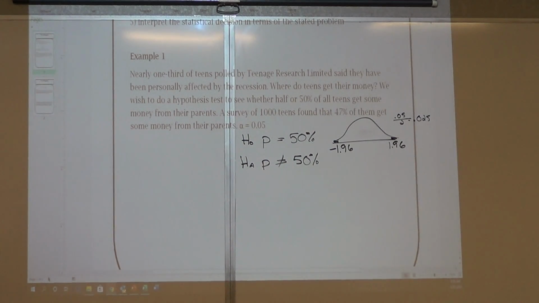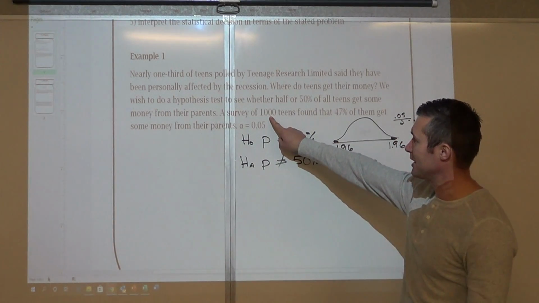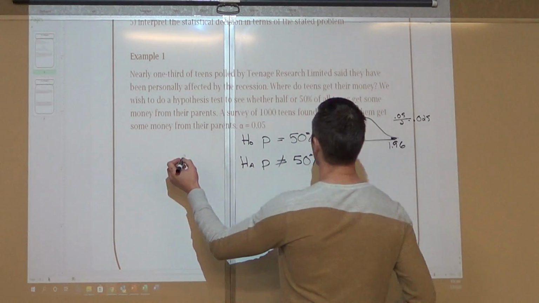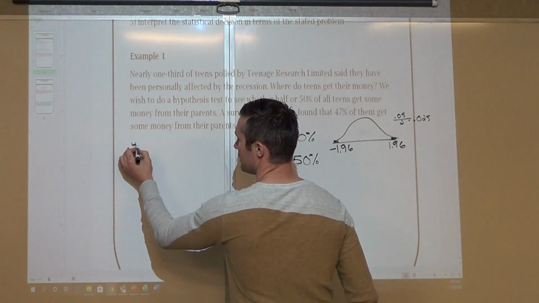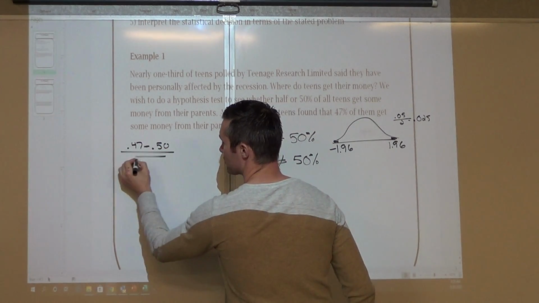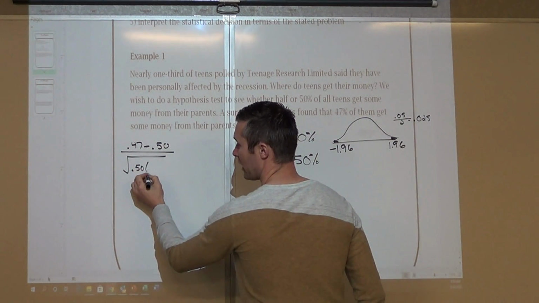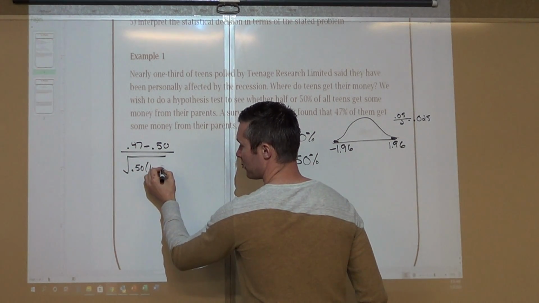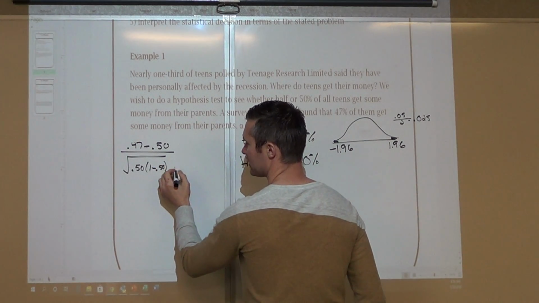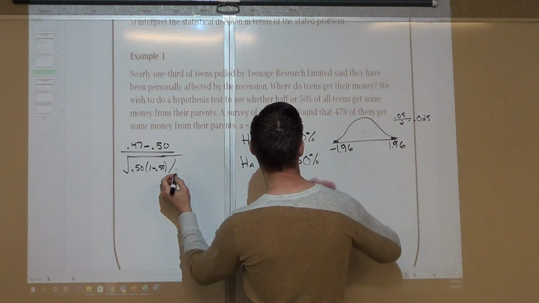So then we go ahead to our sample. Okay, so we have a sample of 1,000. Once again, we're going to go sample proportion, so 0.47 minus our population proportion 0.50, divided by the square root of 0.50 times 1 minus 0.50, divided by our sample size, which is 1,000.